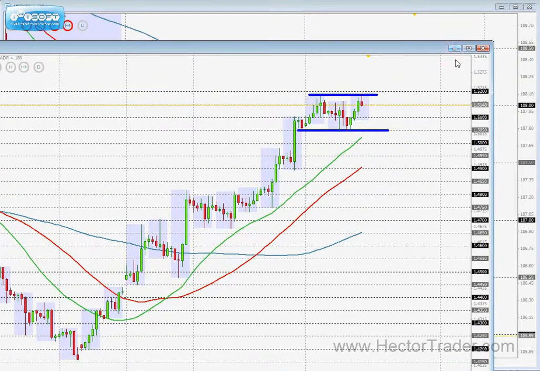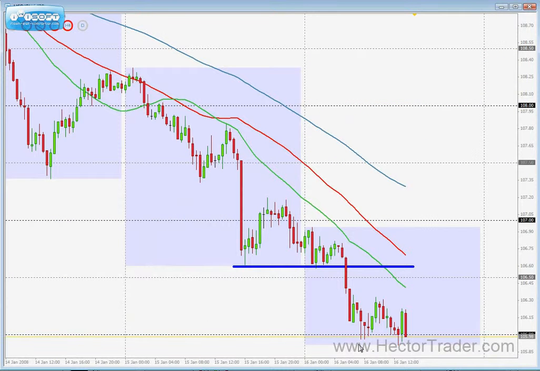Now I'm going to show you the other setup I'm following today. It's a possible short entry, an intraday type of trade. This is the 30-minute chart. It's a setup based on the 30-minute chart on the USD against the JPY, meaning the American dollar against the Japanese yen. Like I say, anything that's based on the 30-minute time frame, in my opinion, is considered an intraday type of trade.